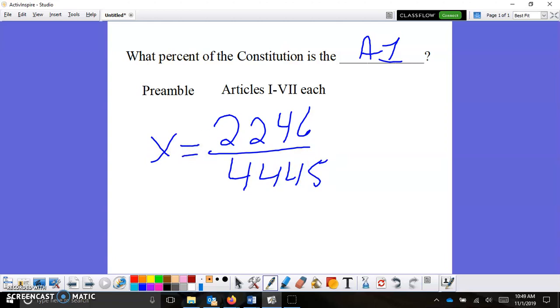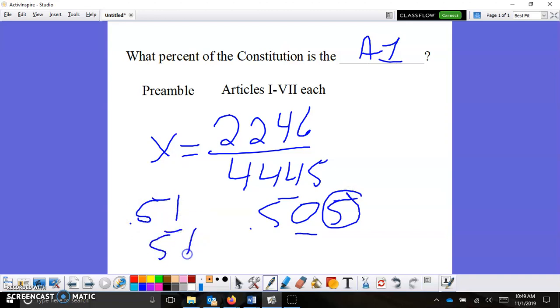When you do that, you're going to have to round. So let me punch out my calculator quick. So you get 0.505. We're rounding to the nearest hundredth. So we look at the 5. Well, it's 5 or greater, so it would become 0.51. Then we need to turn it into a percentage, so it becomes 51%.